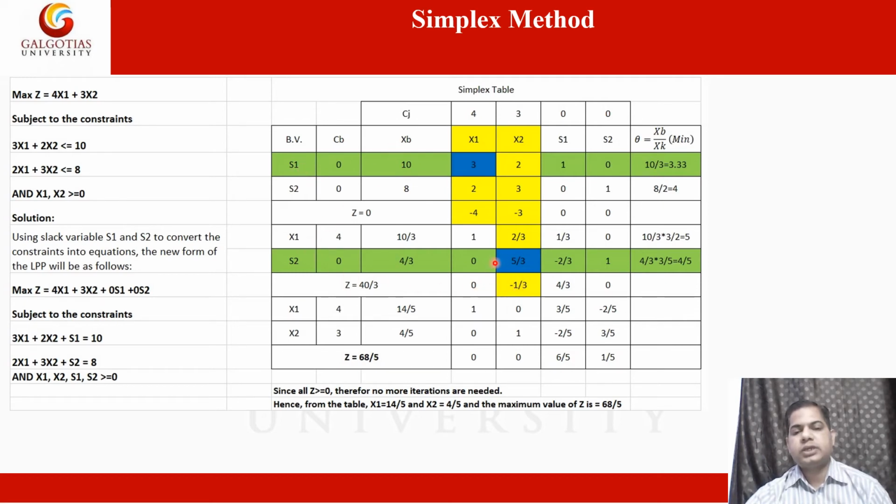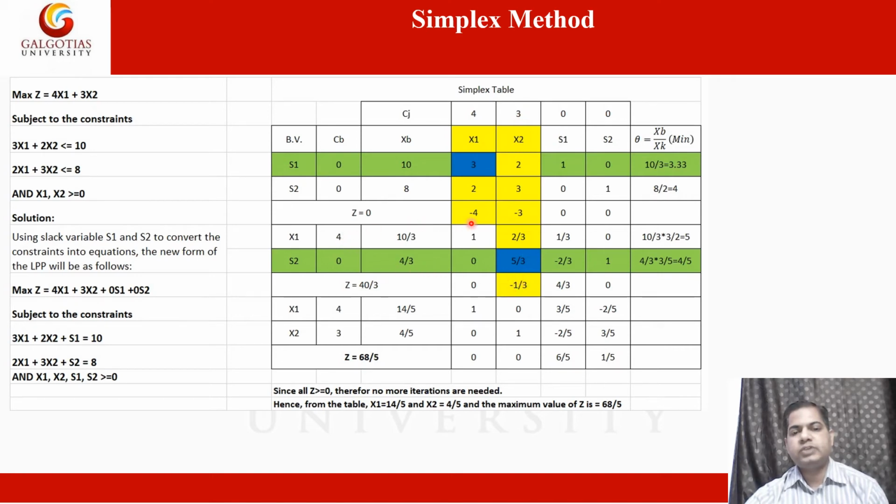Now this process has to be repeated until we have all the values of z greater than or equal to 0. So now again we have to find out the value of z with the same process, that is 4 into 1, 4, plus 0 into 0, that is 4 plus 0 is 4, minus cj, that is 4. So it comes out to be 0. Then the next value is 4 into 2, that is 8 by 3, plus 0 into 5 by 3, that is 0. So 8 by 3 plus 0 is 8 by 3, minus 3. So this comes out to be minus 1 by 3.